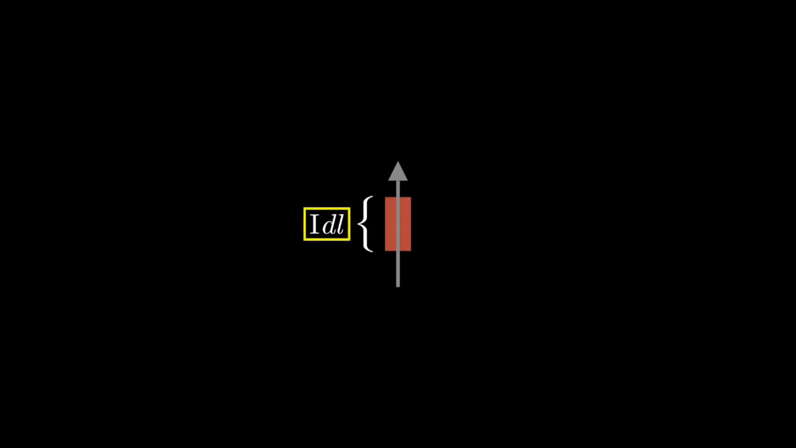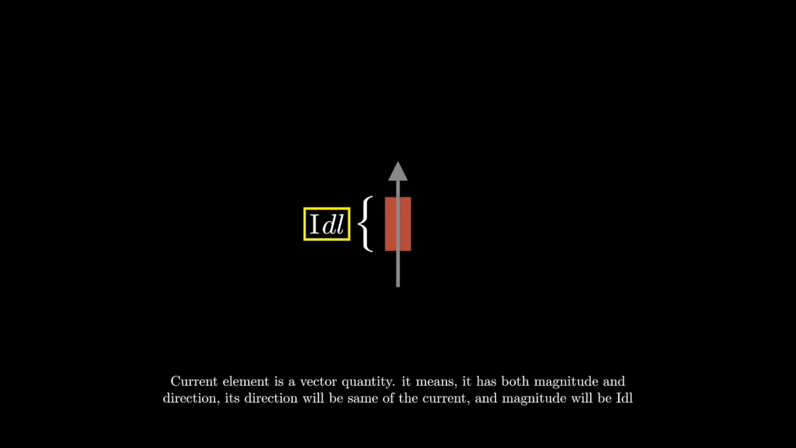We call this I dl the current element. Current element is a vector quantity. It means it has both magnitude and direction. Its direction will be same as the direction of current. And magnitude is just multiplication of I and dl.